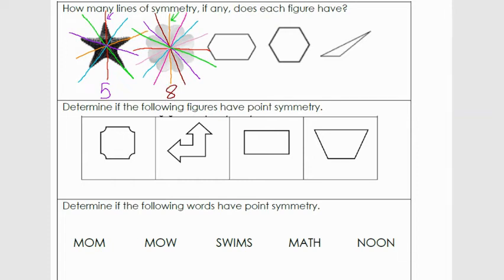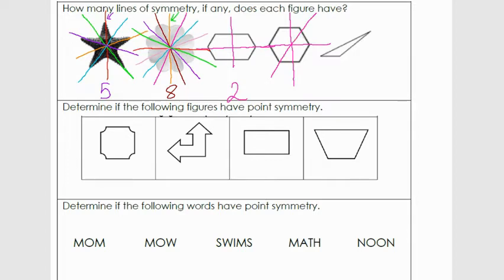Now for an easier figure, we've been counting a bunch. This one has a horizontal line of symmetry and it has a vertical line of symmetry. So just 2. The hexagon has a lot again. Again, we could fold it vertically. We could fold it horizontally. We could do it through each of its vertices because this is a regular one.